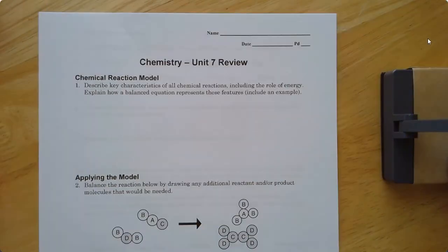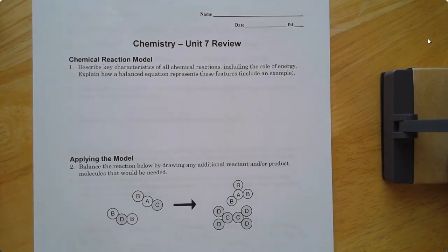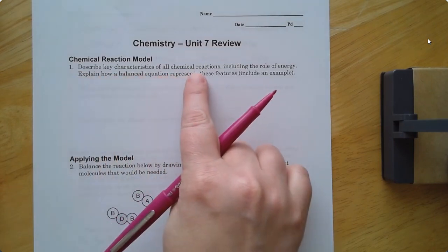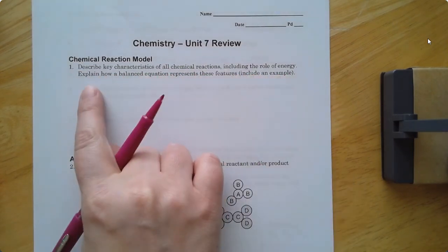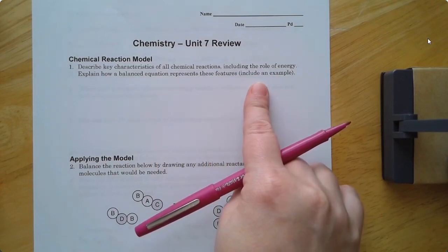So up at the top, there's a little bit of just fill in some notes here about things that you think. I don't want you guys to worry too much about problem number one because there's not going to be like an essay question on the test. So here it says describe key characteristics of all chemical reactions, including the role of energy. Explain how a balanced equation represents those features. Include an example.